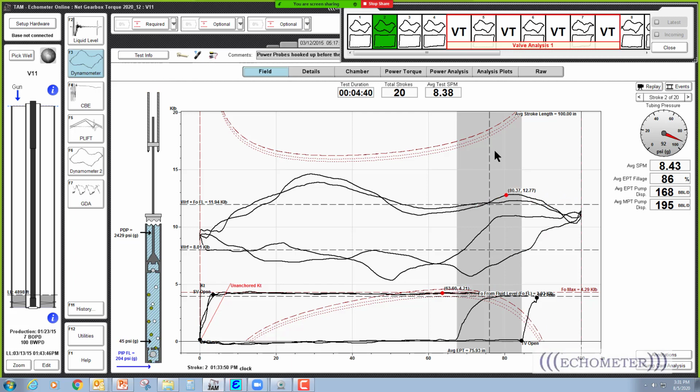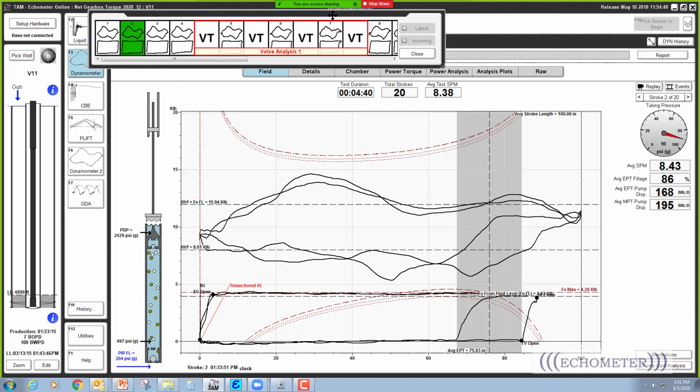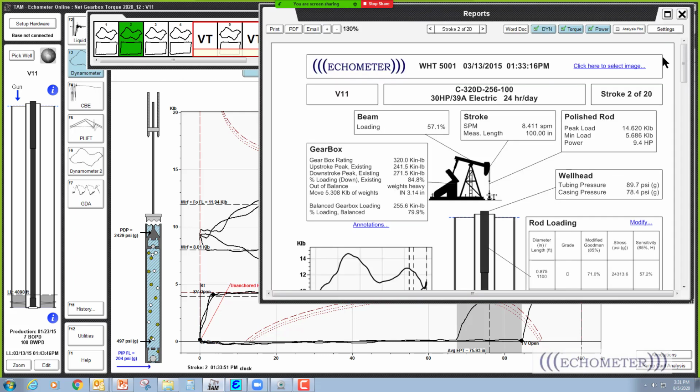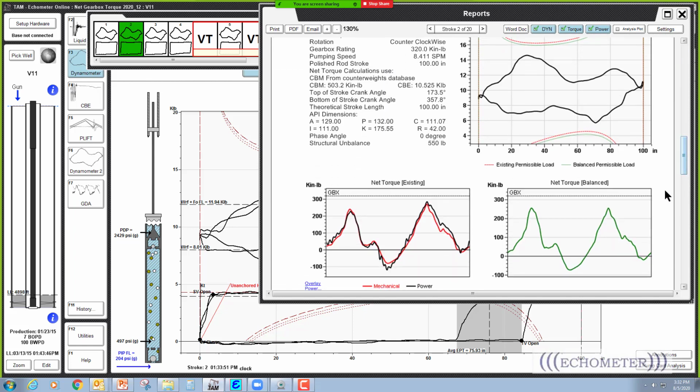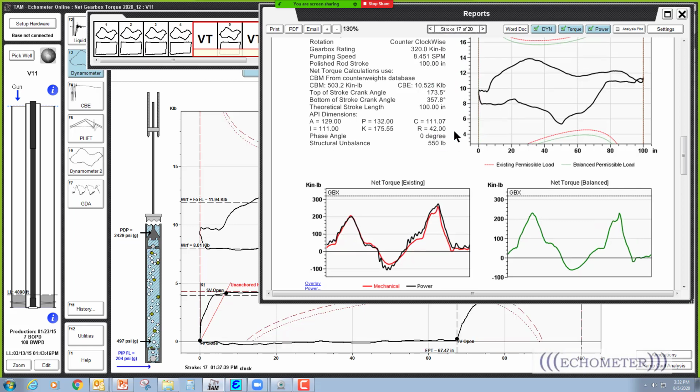If we go look at the torque, let's go look at the torque report. So I'm going to go to the report. Let me move this over here and go to the report. Right now I'm looking at stroke number 2, which is a full card. And I come down here and look at this. So this is stroke number 2. And if I select stroke number 17, I'll click on this button right here and change it, and it's going to show me the torque with stroke 17.